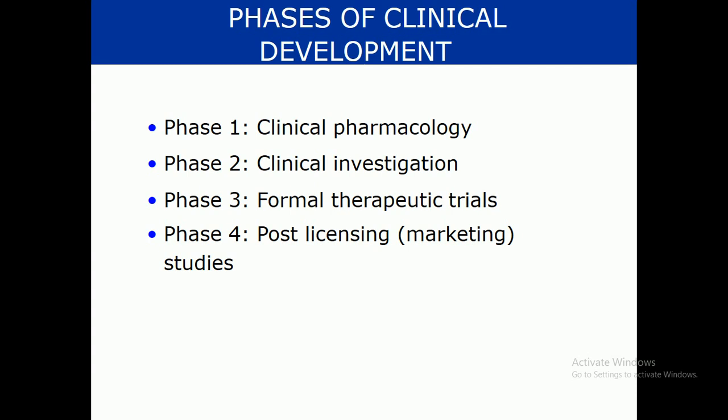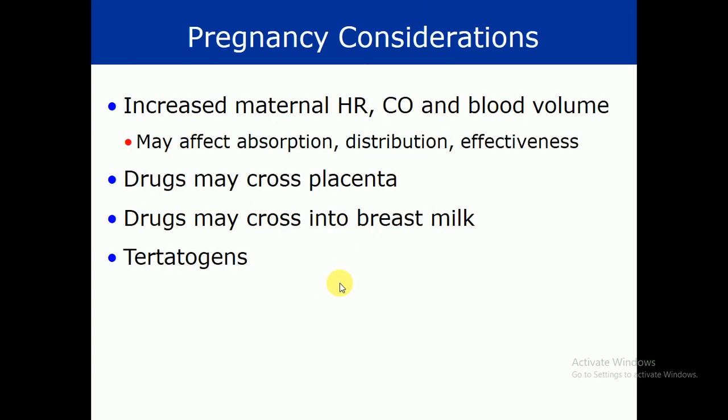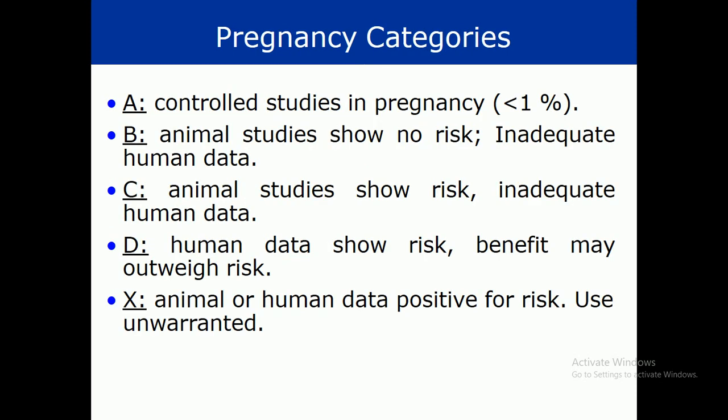Now these are the phases of clinical trials development. The first phase is clinical pharmacology, the second phase is clinical investigation, the third is formal therapeutic trial, and the fourth is post-licensing or marketing studies. In pregnancy considerations, maternal heart rate, cardiac output, and blood volume increase. It may affect absorption, distribution, and effectiveness. Drugs may cross the placenta, and may cross into the breast milk, or have teratogenic effects.